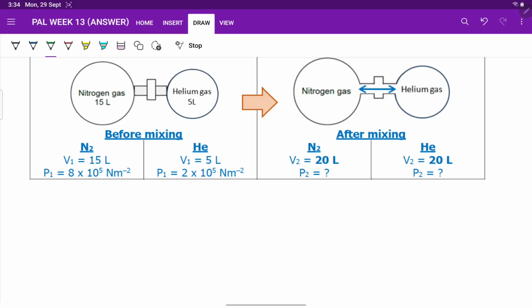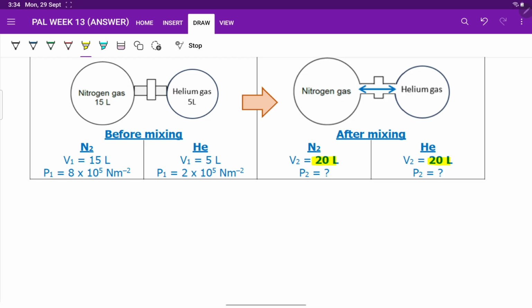So after we open the valve, the two gases will mix together. Bear in mind, the nitrogen and helium gas here will not react with each other. What you will see here is that the gases will have a new volume, where we combine the original volumes, 15 liter with 5 liter. So now the total volume has changed. We will have a new volume, which is 20 liter. So both gases will have the same volume.